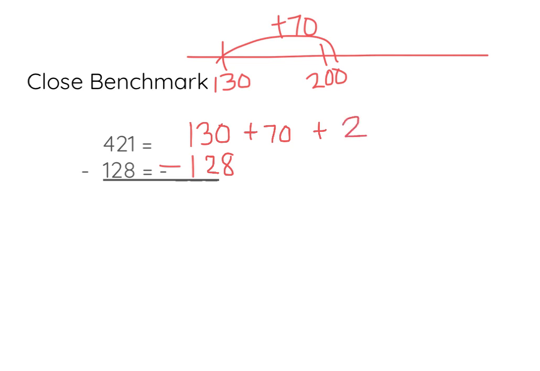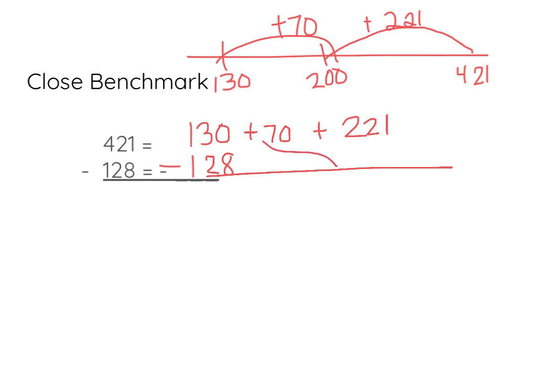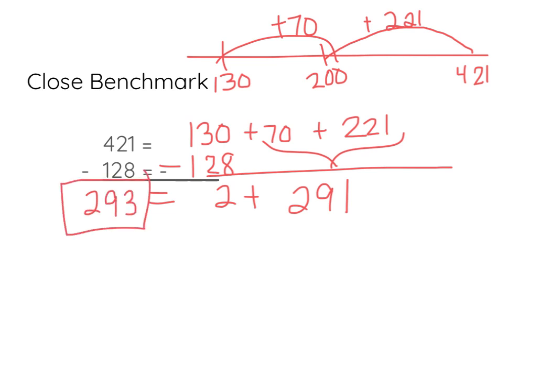Now I need another 200 to get to 400, and then 21. So I need a 221. Realize everything we do this year just practices with everything else. Add those together to get 291. 130 minus 128 equals 2. So 291 plus 2 equals 293. Great job.